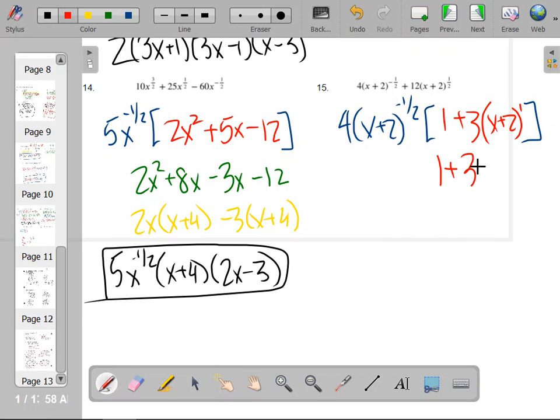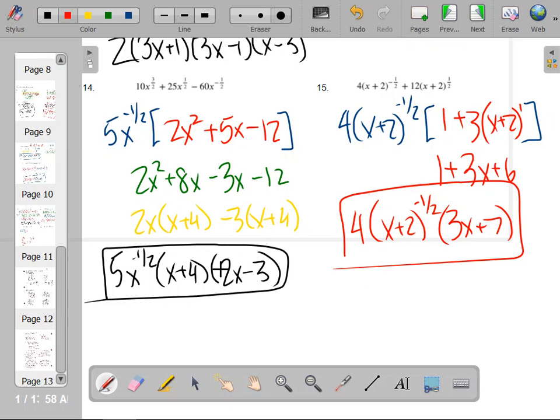So 1 plus 3x plus 6 will give you 3x plus 7. And then don't forget you had a 4, you had an x plus 2 to the negative 1/2. And now we are completely factored.